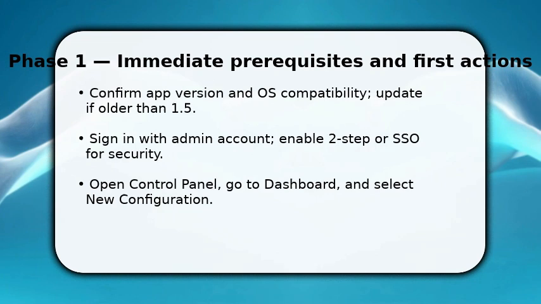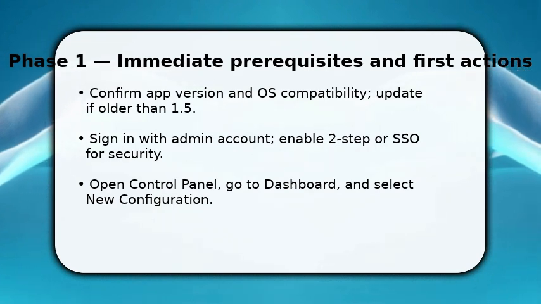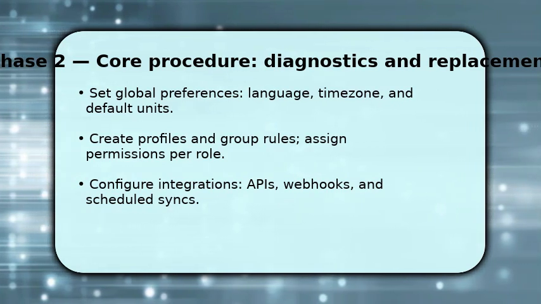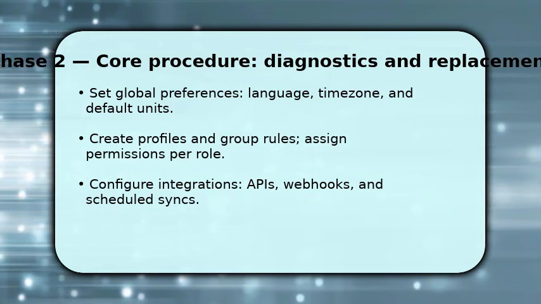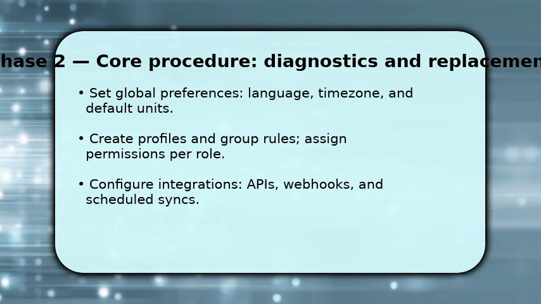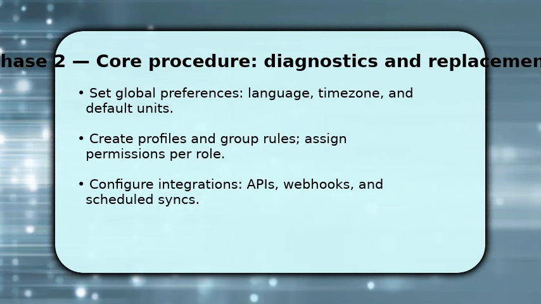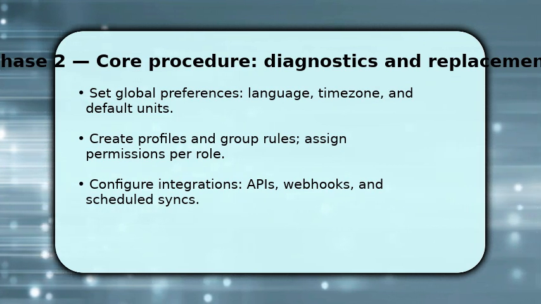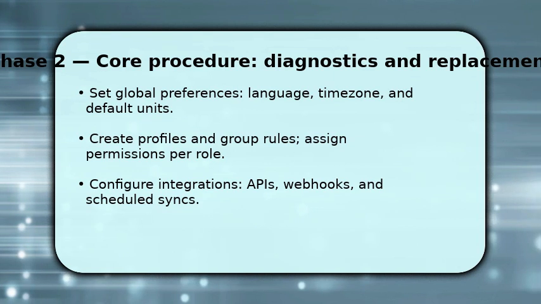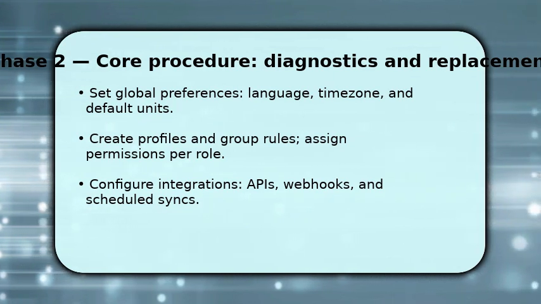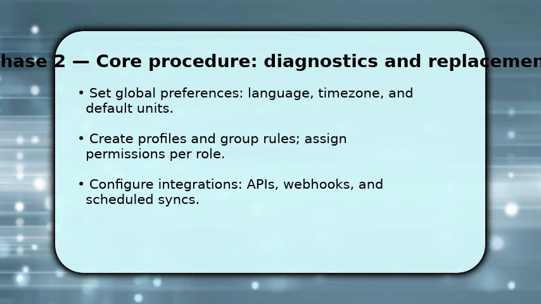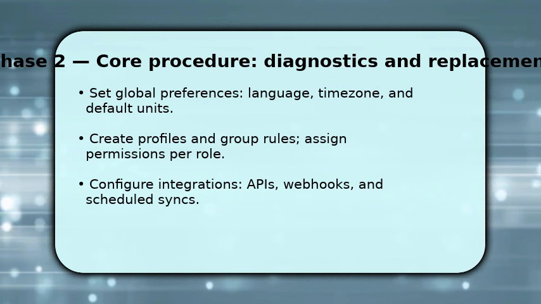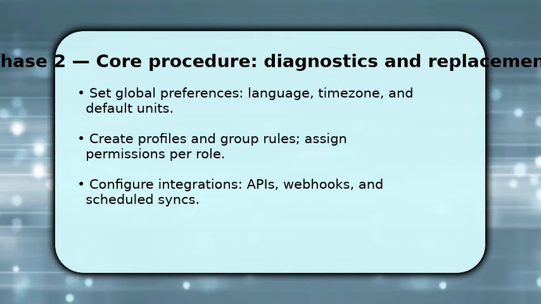Now continue by configuring the central settings and execution rules. First, set global preferences like language, time zone, and default units so outputs are consistent across users. Then create profiles and group rules, assigning permissions per role to limit access. This reduces risk and streamlines workflows. Next, configure integrations such as APIs, webhooks, and scheduled syncs, map fields, and run a test call. Once done, verify logs and real-time indicators to ensure rules trigger correctly before moving to finalization.